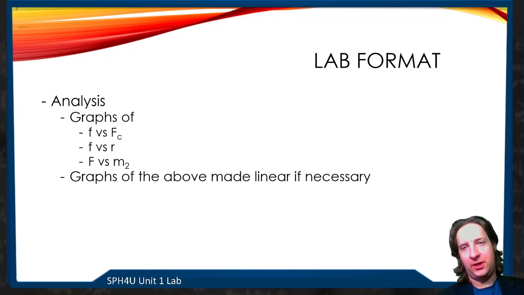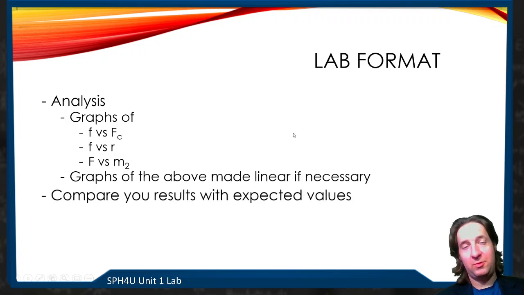So for your graphs, we're going to do first just frequency versus centripetal force, frequency versus radius, and frequency versus mass, so the spinning mass. Okay, so these will not be linear. Then you're going to have to do 3 more where you make them linear, just like we did in our first assignment. And then we're going to try to compare what we got with what we would expect.